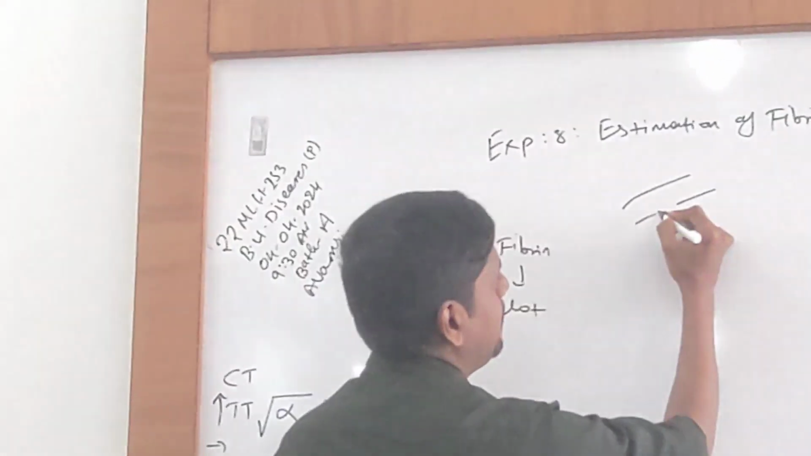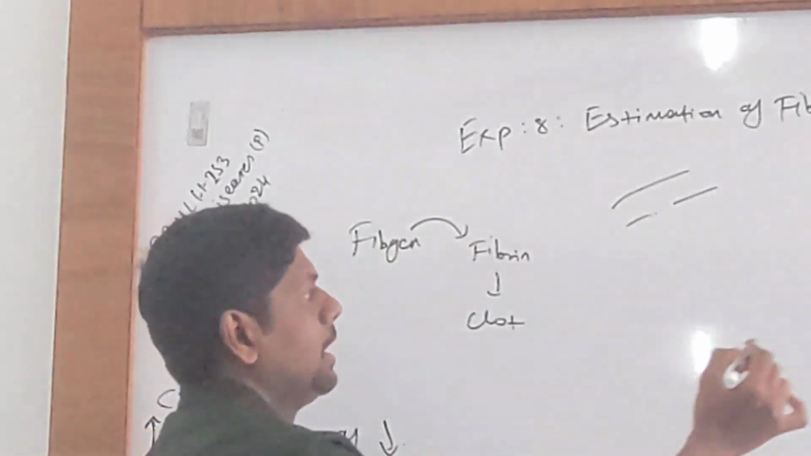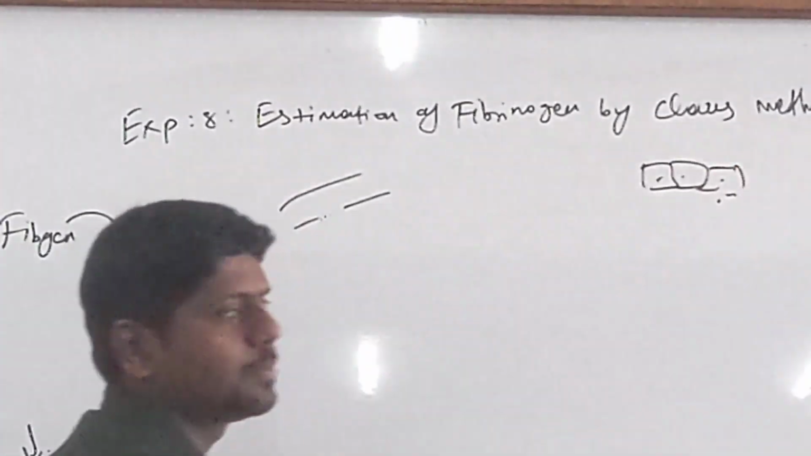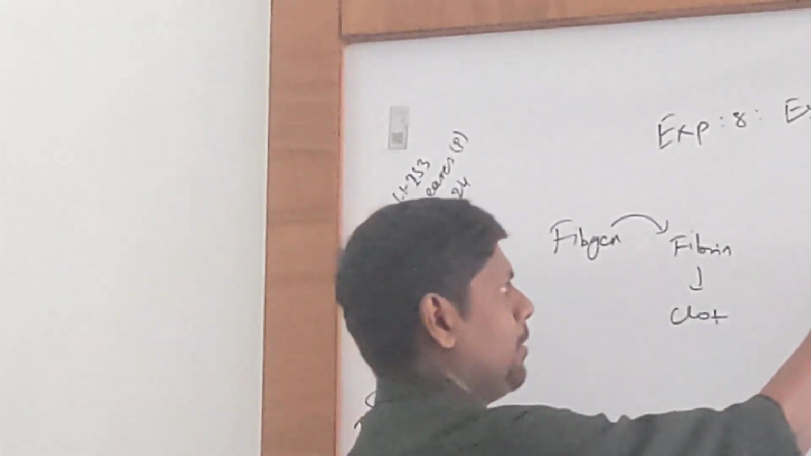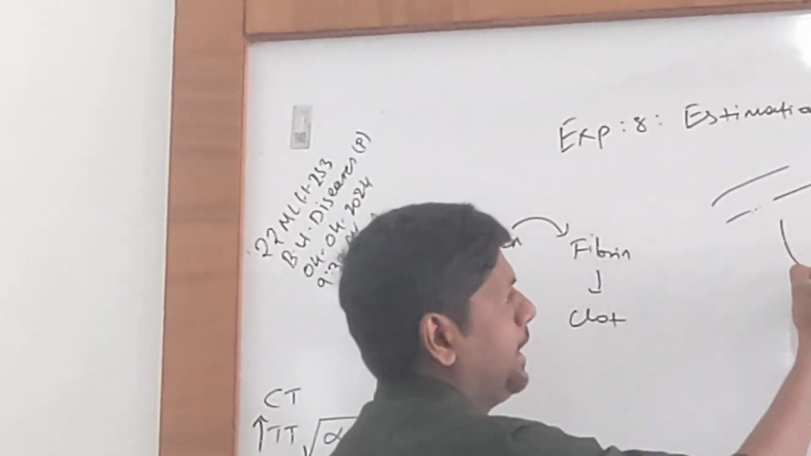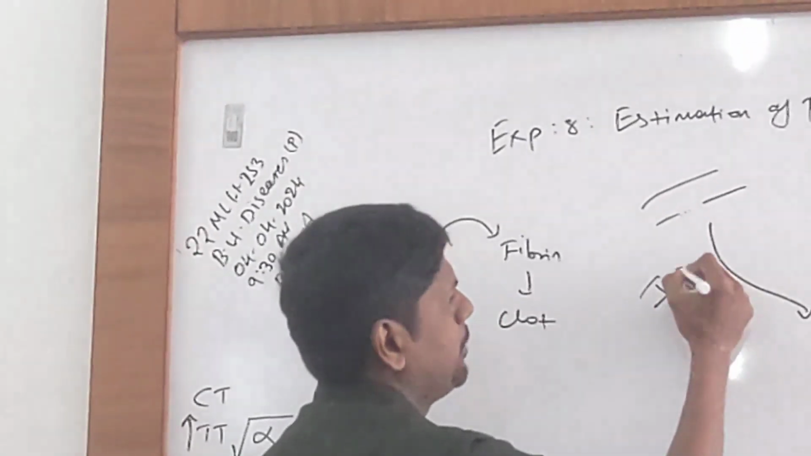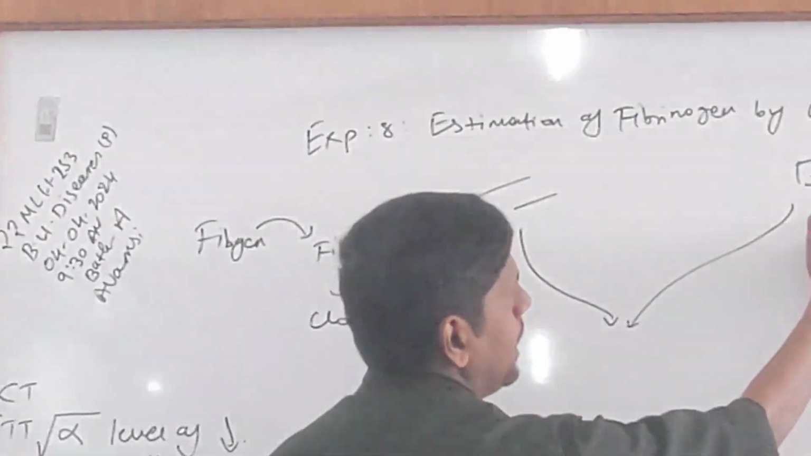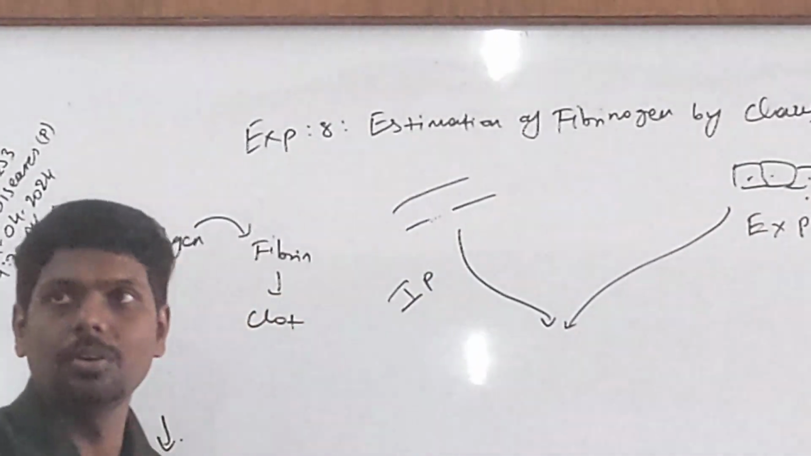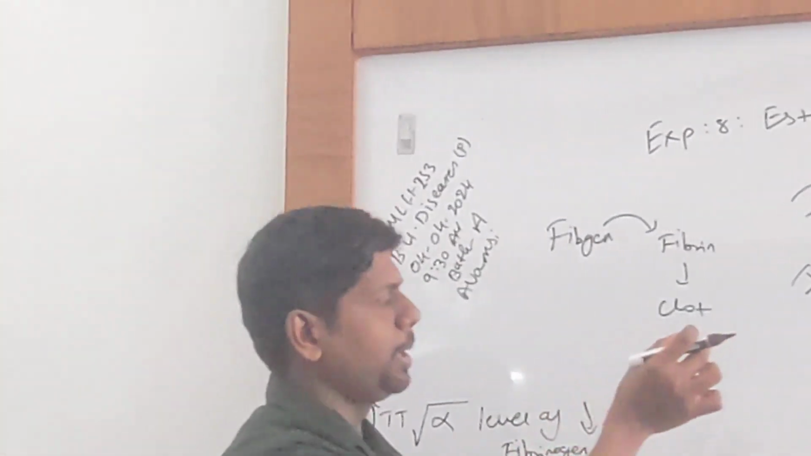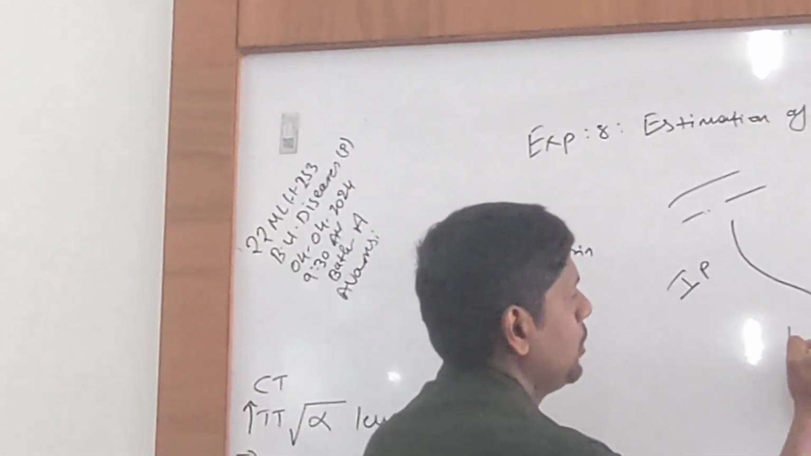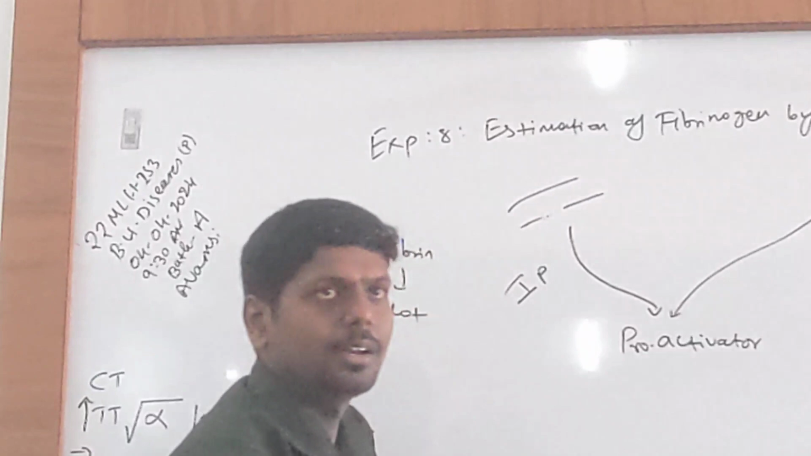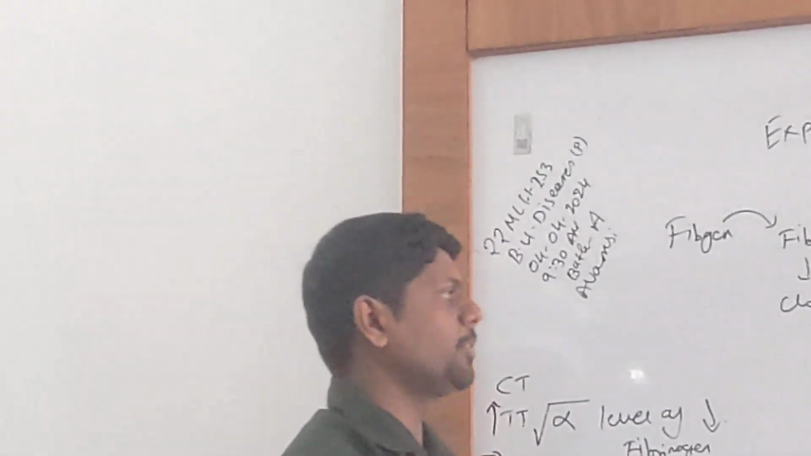So this is blood vessel damaged, and here tissue damaged. When the blood vessel is damaged, what pathway will be initiated? This will be the intrinsic pathway. And if tissue damage, what pathway will be initiated? Extrinsic pathway. This you know. Both pathways will prepare a common substance, that is prothrombin activator. Right?